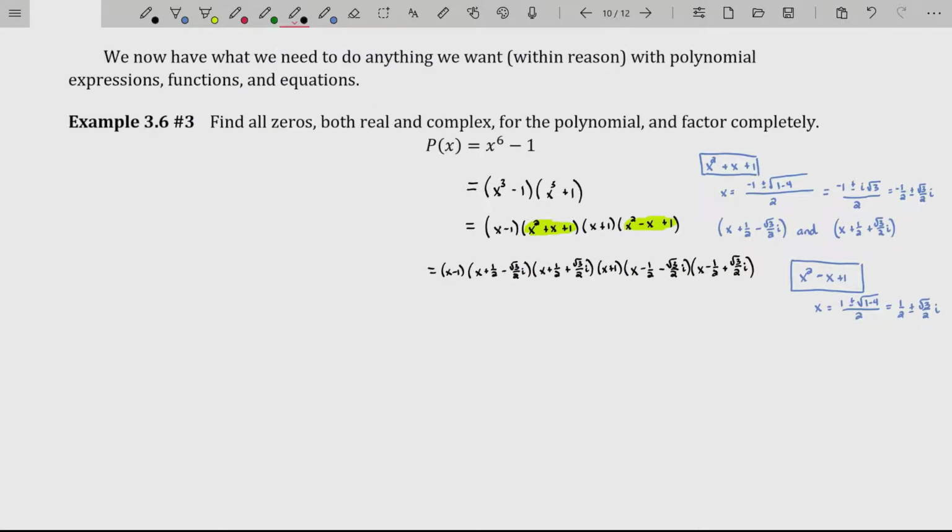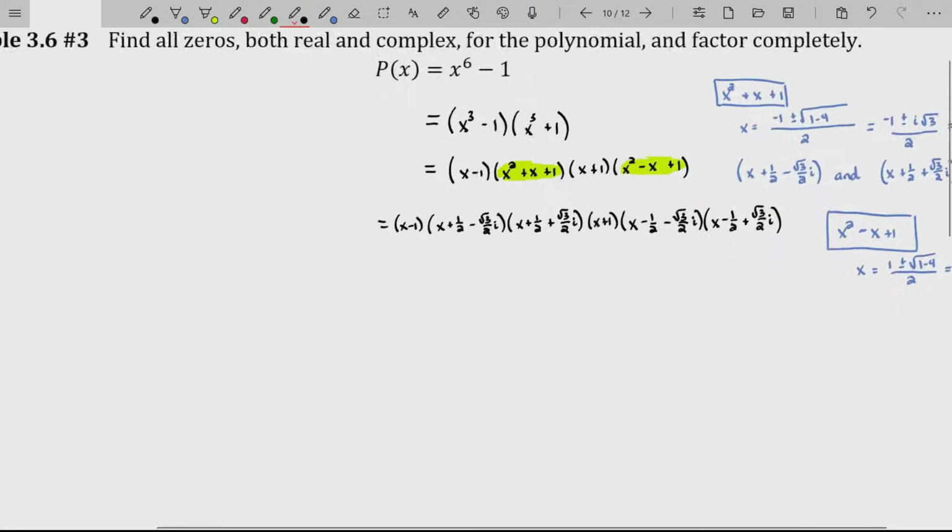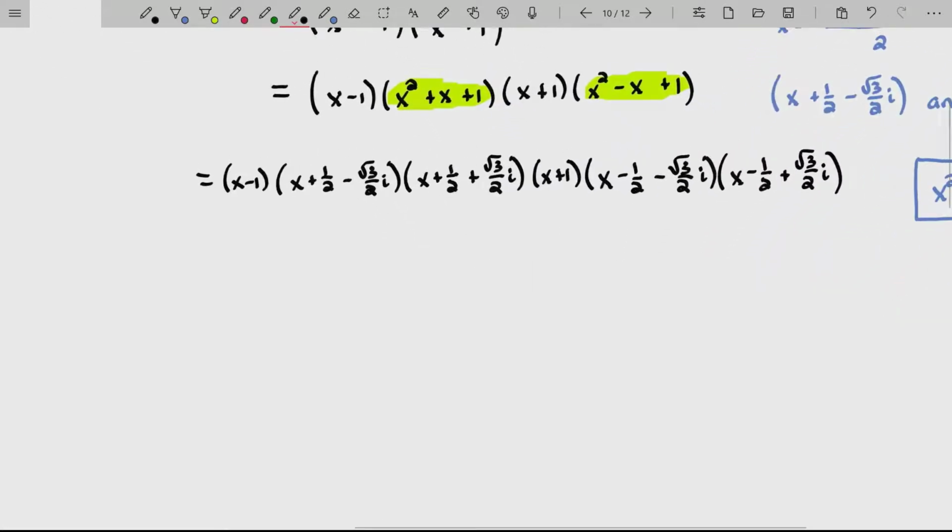And it did say, by the way, the problem did say find all zeros. So I suppose that I should state the zeros. Not that it's that much more challenging now that we've already factored. But the zeros are x equals 1 from the very first piece right there. I'm going to go ahead and take care of this one as well. So I'll just say x equals plus or minus 1. And then I'll go ahead and start with these two right here.